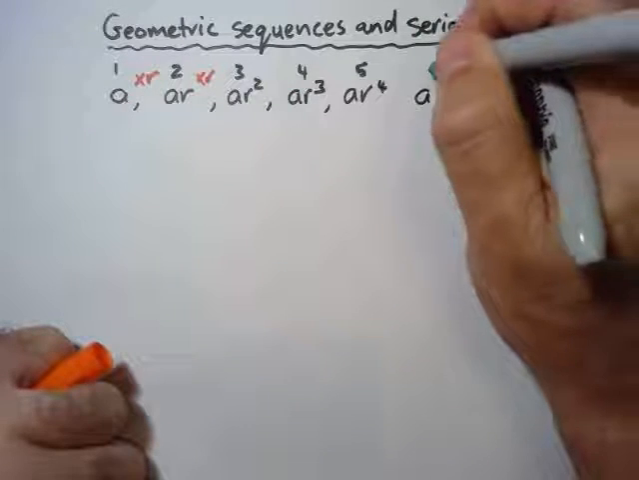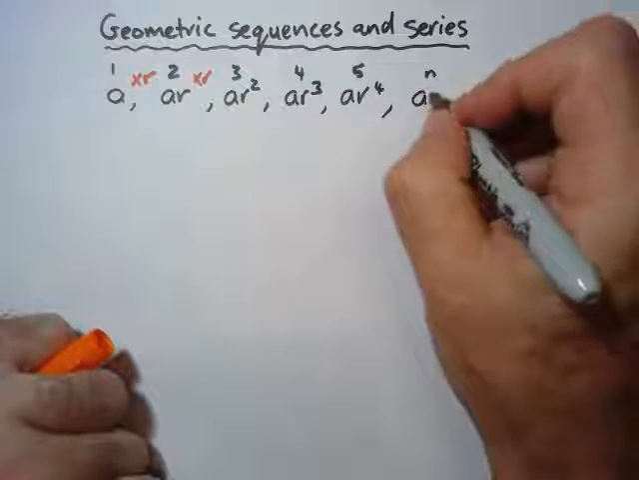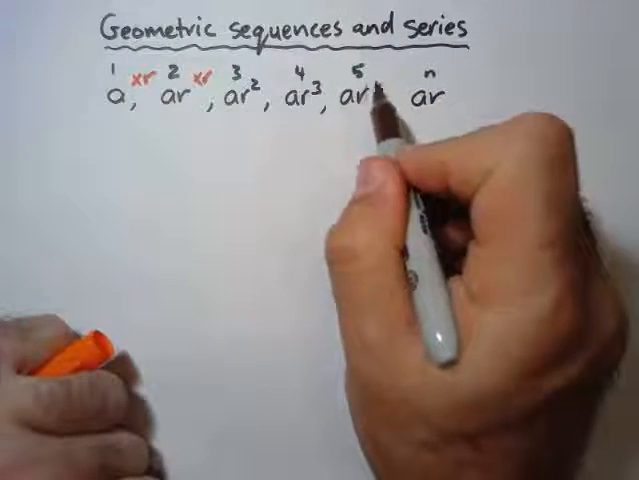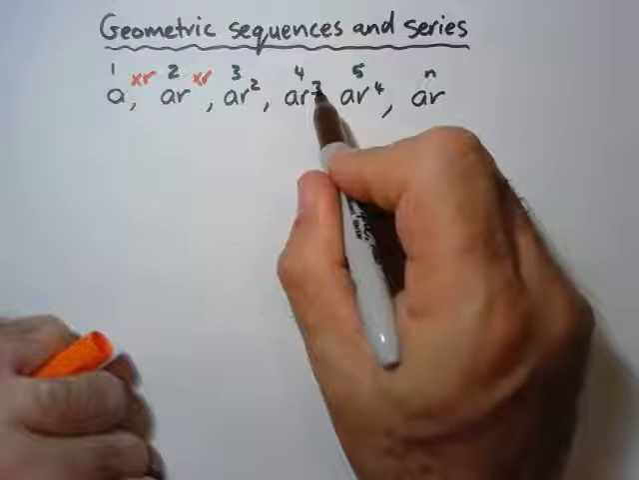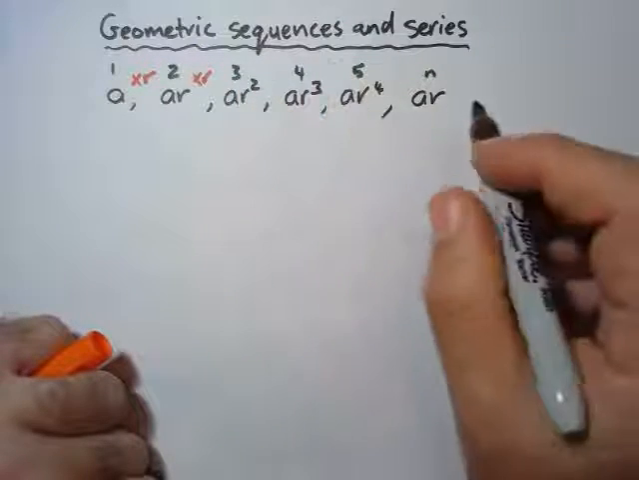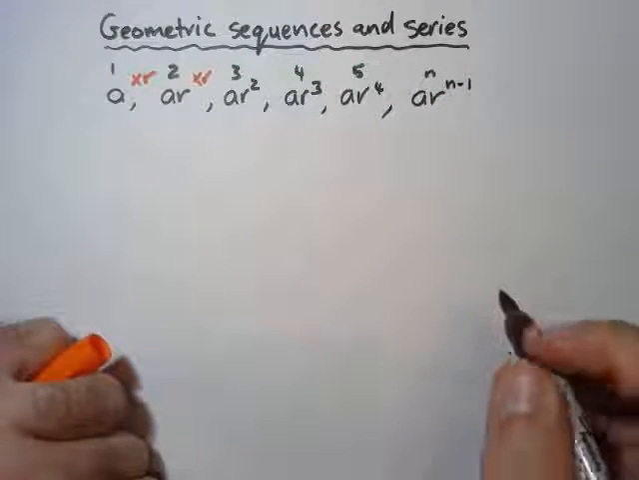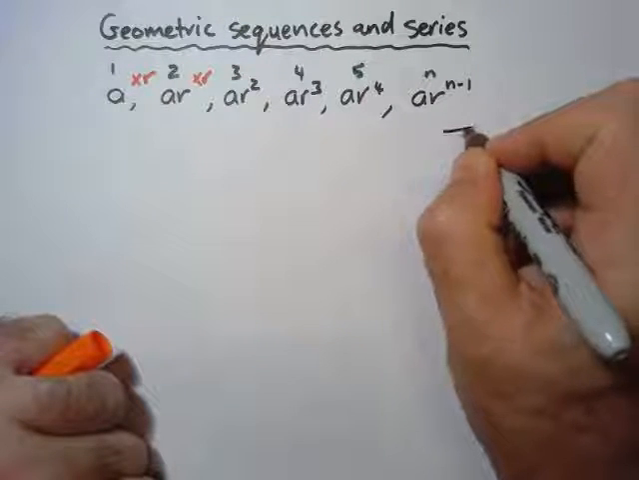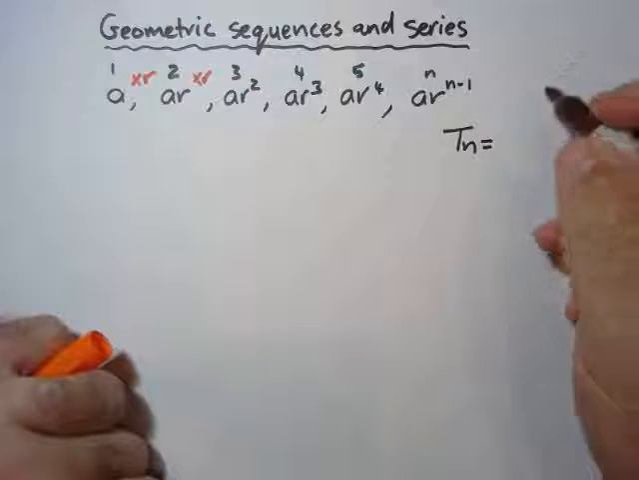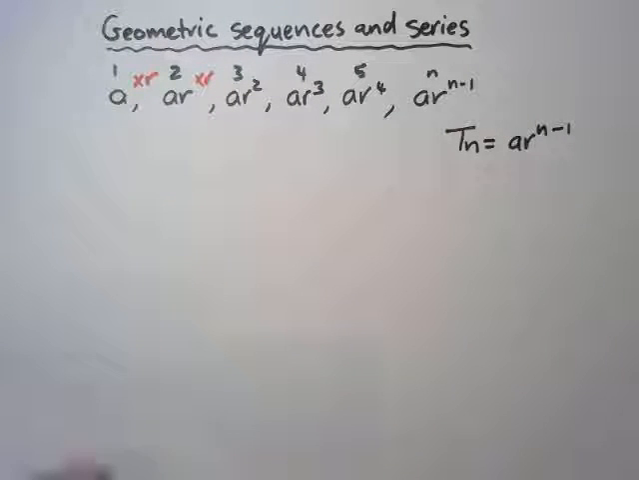So you can see that my nth term, if I want to see what my nth term is, for any number, is ar to the power of something. Can you see that the fifth term has 5 take away 1, which is 4? 4 take away 1 is 3, 3 take away 1 is 2. So this one will be ar to the power n minus 1, and that will be my nth term. So we can have a general rule saying that Tn equals ar^(n-1).